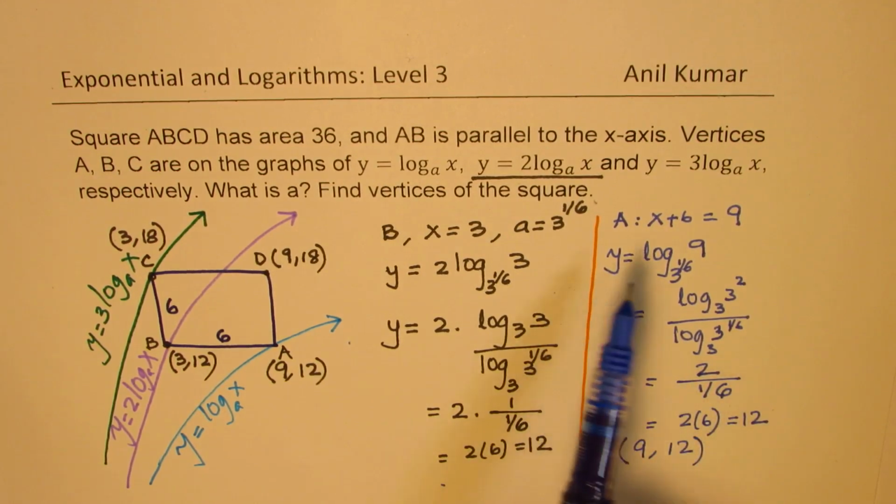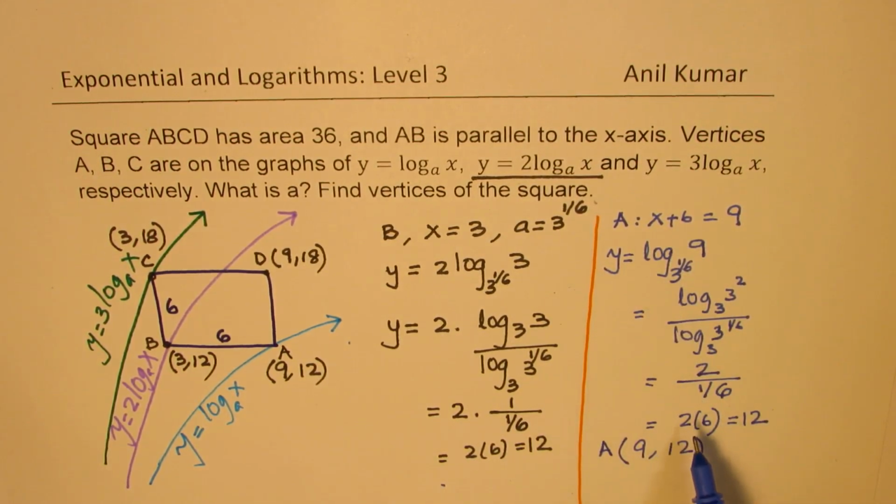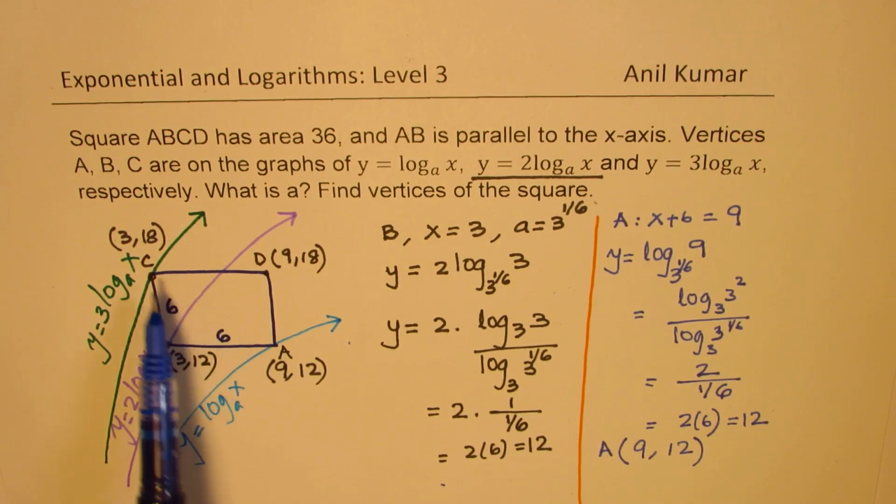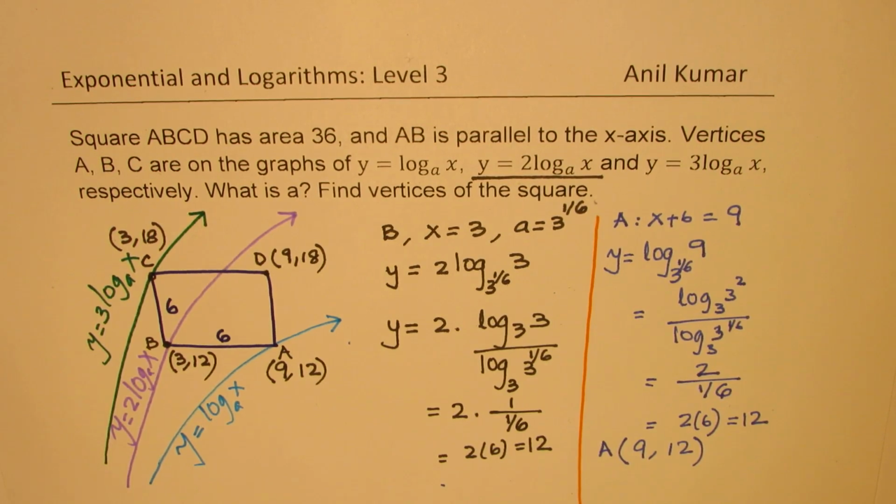So you can use the same method, the change of base formula, and then calculate the values for points C and D also. And the logic is, since these are the points on the square as we worked out, we could directly get the 4 points as shown here. So I hope that makes sense.